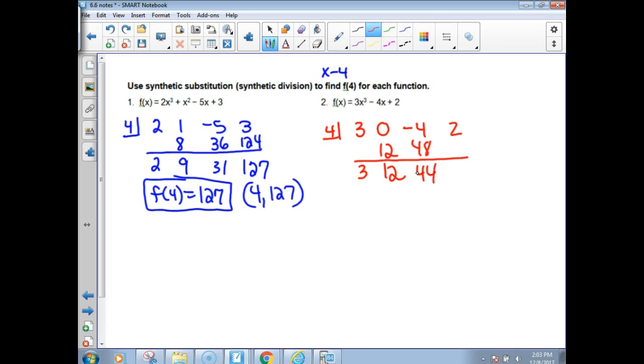4 times 44 is 156. Add vertically, is that right? No, wait, it's 176. Hello. 160 plus 16, so 176. And then add vertically, we get 178. Of course, that means the f of 4 is 178. And again, the point on the graph would be 4, 178.